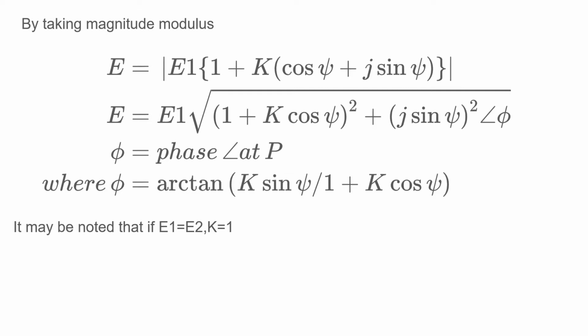By taking the magnitude, we have the total field E equal to the magnitude of E1 times 1 plus k cos psi plus j k sin psi, which is equal to E1 square root of (1 plus k cos psi) the whole square plus (k sin psi) the whole square, angle phi, where this parameter phi is the total phase angle at the distant point P, which is equal to arc tan of k sin psi by 1 plus k cos psi. If E1 and E2 are equal, then this parameter k will be equal to 1.